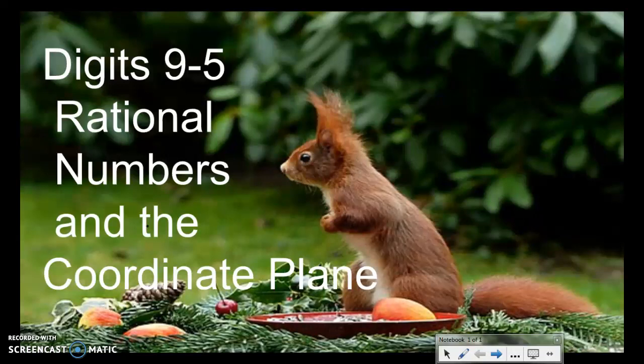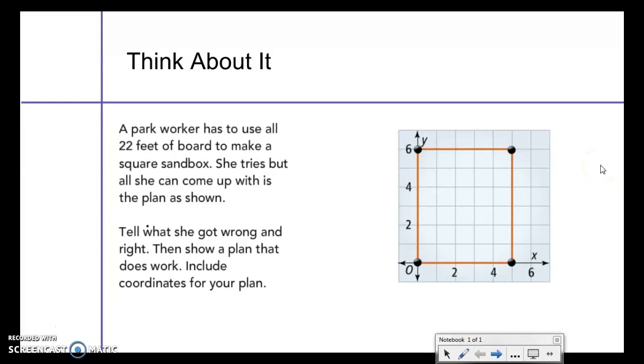Using rational numbers and the coordinate plane. And we've been talking about the coordinate plane for a while now. The coordinate plane is just a fancy way to say a graph with all 4 quadrants. Okay? Here's a little thing about it before we get started.